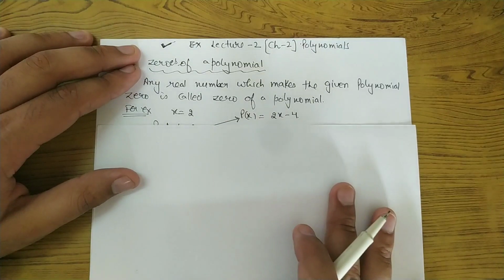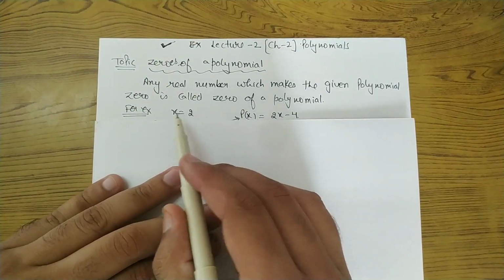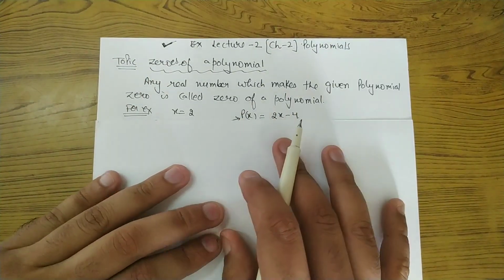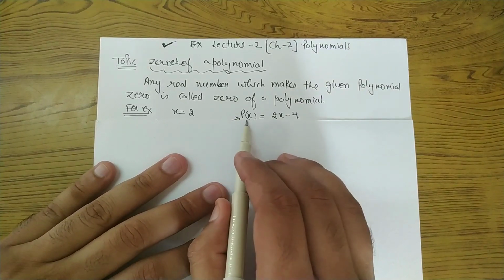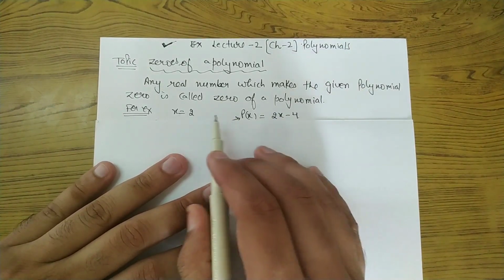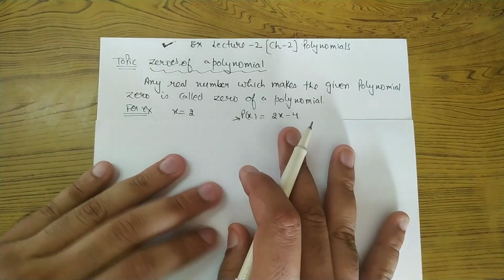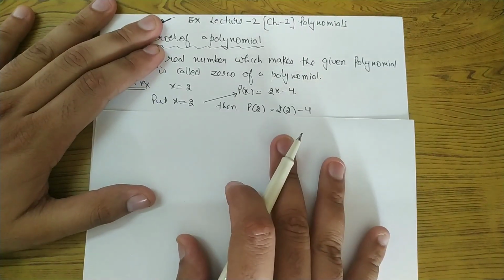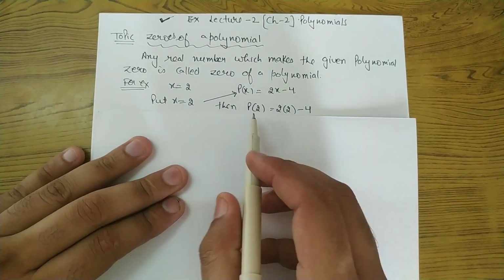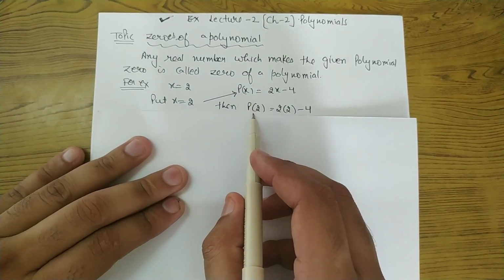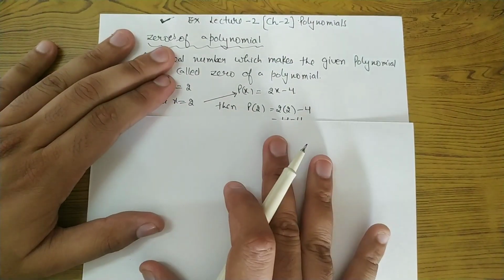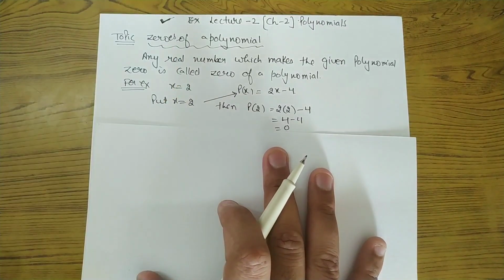So for example, let me tell you, we have x is equal to 2. I just want to check whether it is a zero of this polynomial p(x). I will just put x is equal to 2 in p(x). If you put it, then you will see the answer is 0.